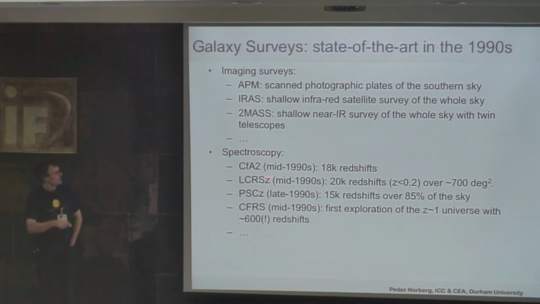And these surveys also led to various spectroscopic surveys in the mid-1990s. There are different numbers of them, but of the order of tens of thousands of redshifts over either a large portion of the sky or some 700 square degrees, which was extremely large.